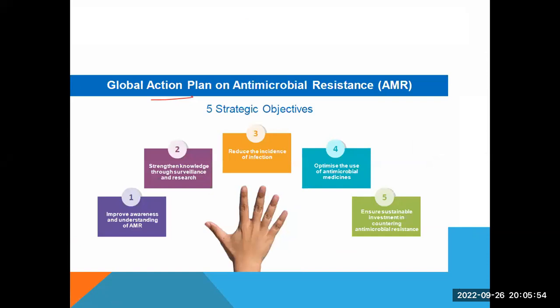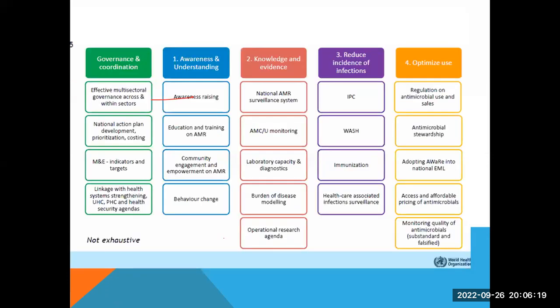So the global action plan basically has 5 pillars, 5 main objectives that it works on, which is improving the awareness, strengthening the knowledge through surveillance and the importance of surveillance and having what we call integrated surveillance, reducing the incidence of infection, working with the IPC, optimizing the use of antimicrobials, and ensuring sustainable investment in having the funding and the research and the whole bits of it.